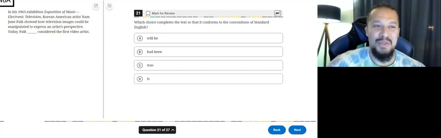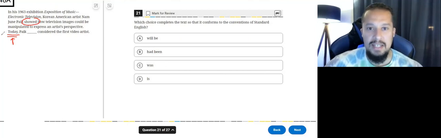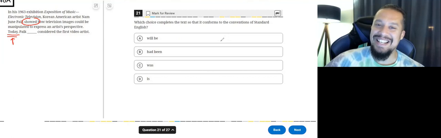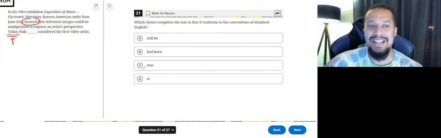Question number 21. We read the sentence. Notice the shift in tense here, because now we're talking about today. Well, what do we say? Today? Today. What tense is that? Yeah, we need to see that. It's in the present, right?